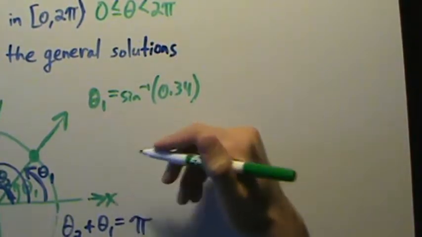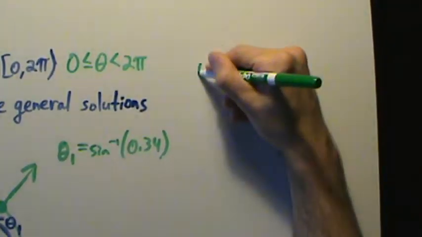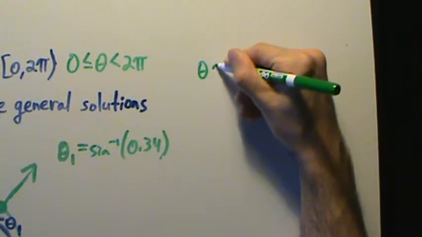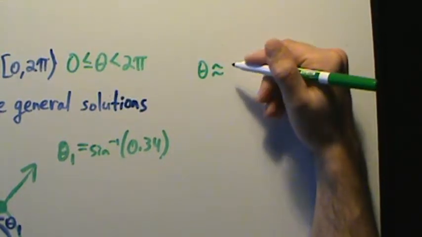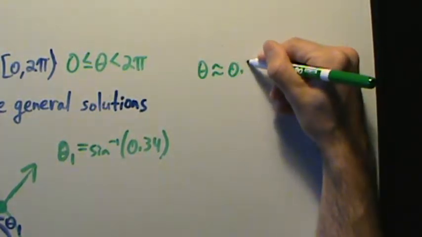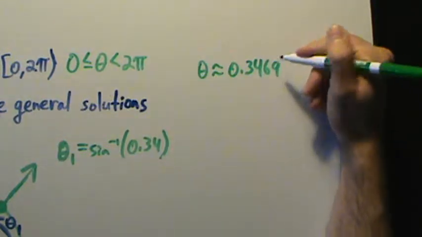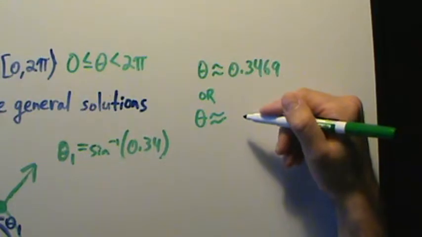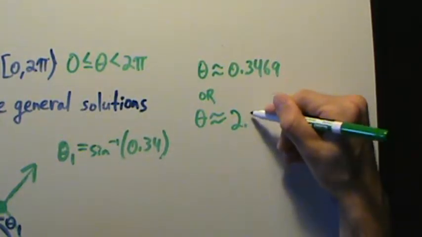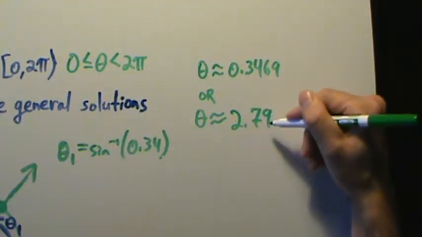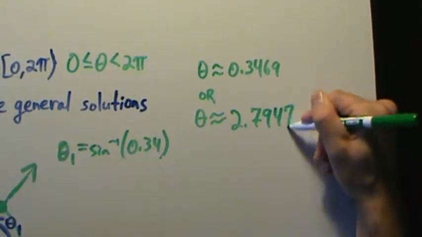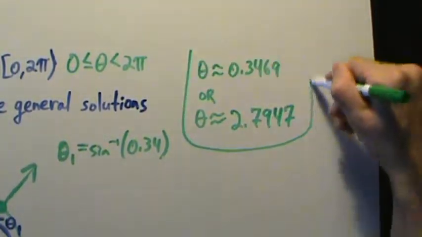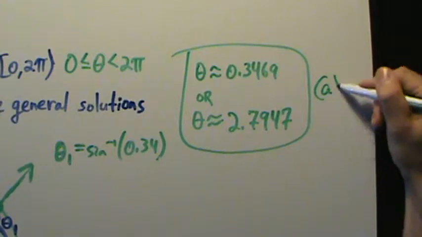So the answers for part A: theta is approximately equal to 0.3469, or theta is approximately equal to 2.7947. Okay, those are the answers for part A. Now what about part B?